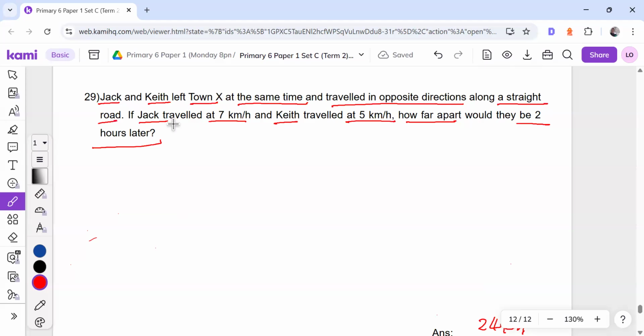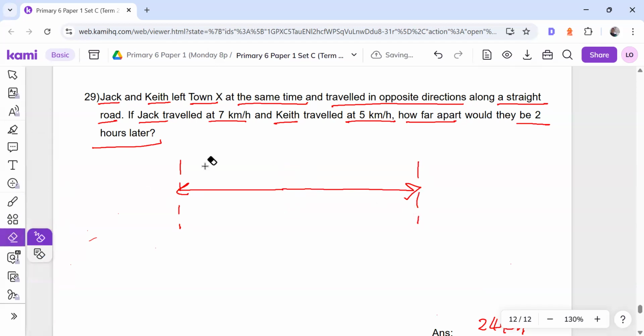So the two persons left town X at the same time. So they are joined together at the same time, at the same place, and they travel in opposite directions. So that's how they move, and you have to draw how your fingers move. So your model will be very simple. There's a starting point, one person left, the other person right. And there is a dotted line. Dotted line means where they start, where they arrive.